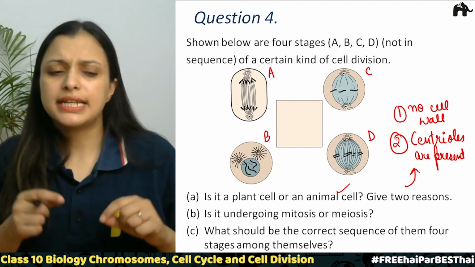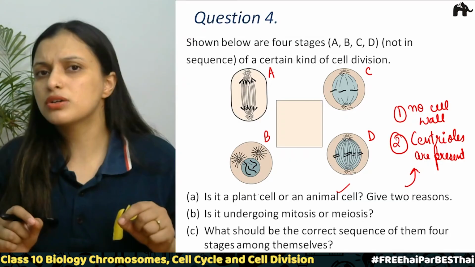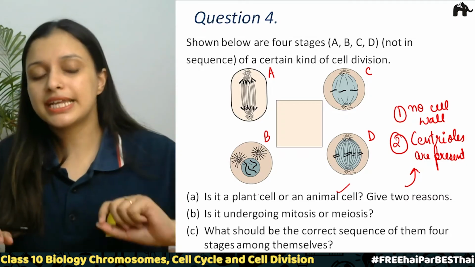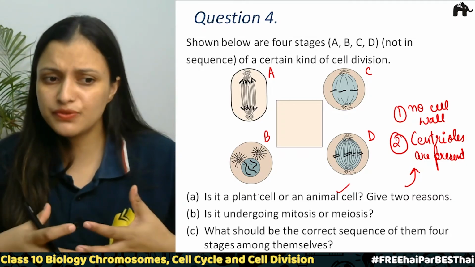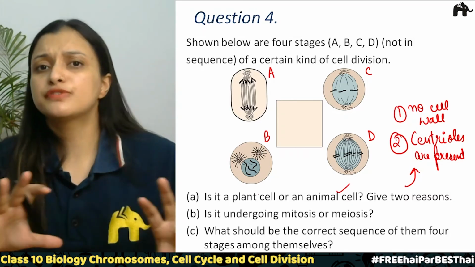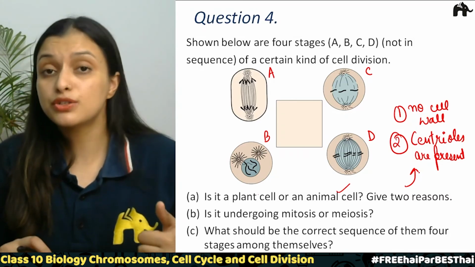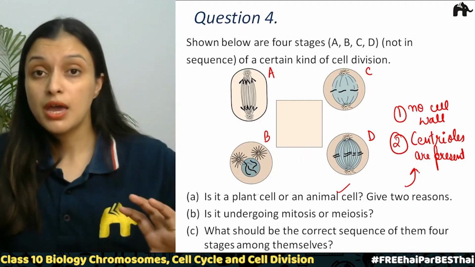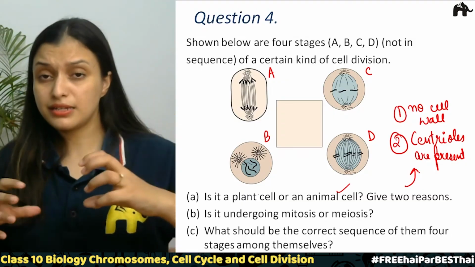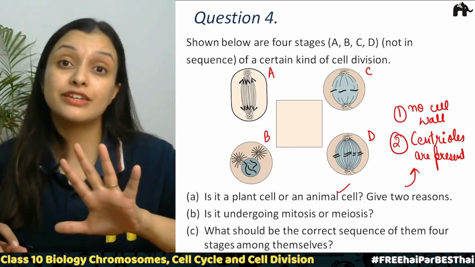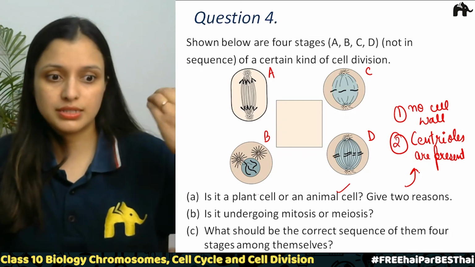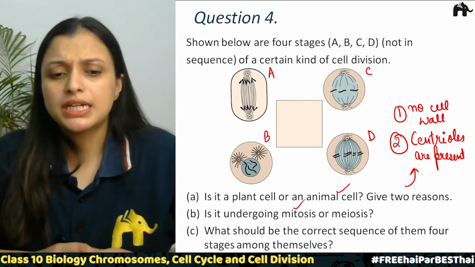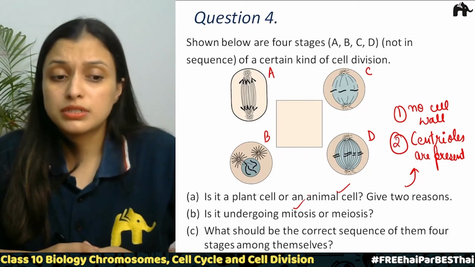Coming to part B, is it undergoing mitosis or meiosis? Very simple, we just studied mitosis only, we did not study meiosis. And the second thing, when we look at these cell divisions, this is a very simple kind of cell division that we talked about, right? So this is mitosis. When we talk about meiosis, there are two phases, meiosis 1 and meiosis 2, and in meiosis 1 there is a long prophase. Prophase 1 is very long, which in turn has 5 stages. So what kind of cell division is this? This is mitosis.